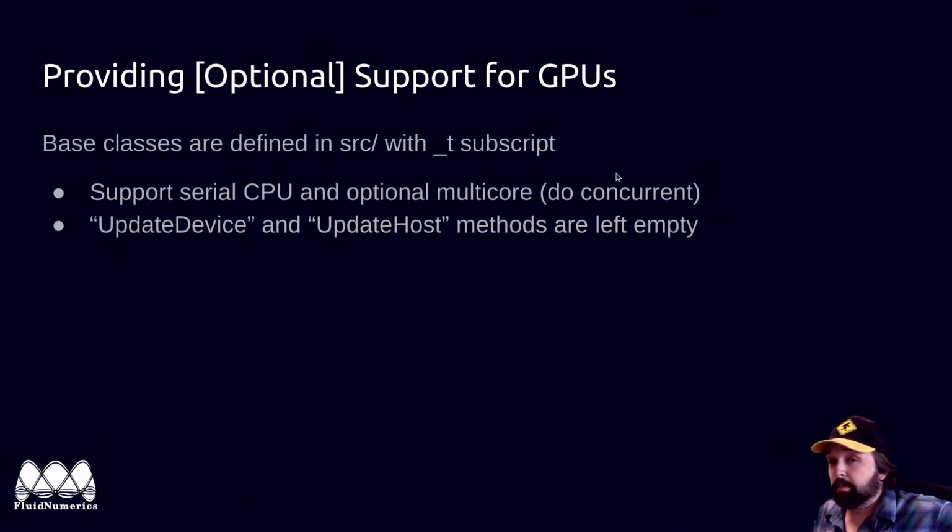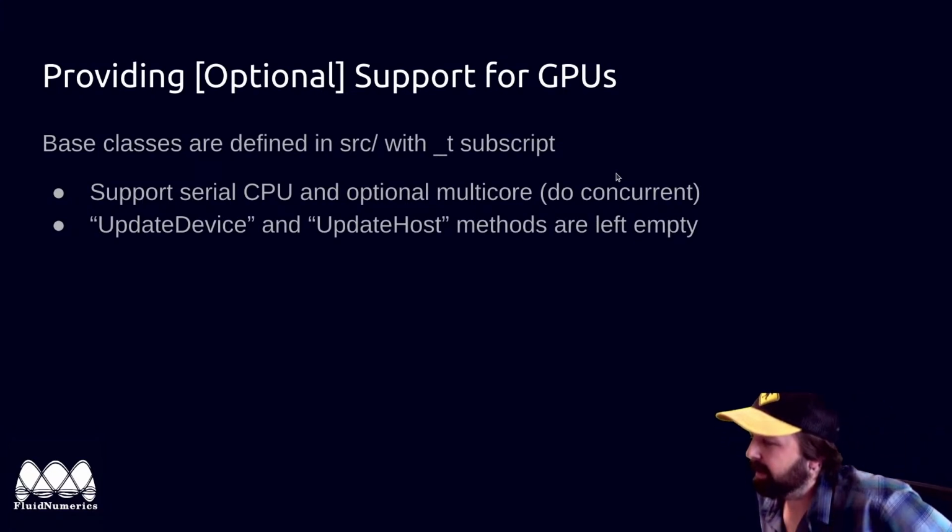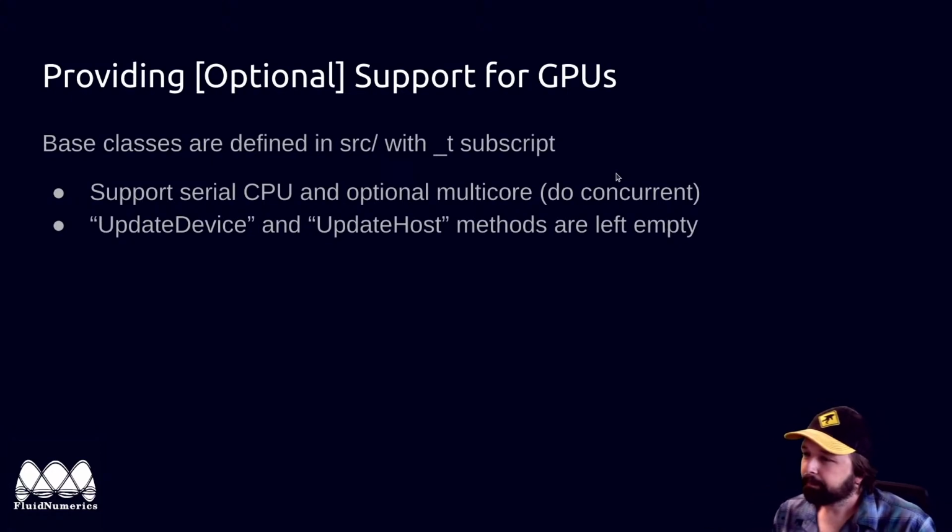All right, let's talk about optional support for GPUs. So I just gave you a high level of what the bits are that are needed to make this happen. I still haven't talked about optional GPUs yet, but here we go. Every one of the base classes that define each of these things are stored in the source directory. And you'll notice if you look through the source code, as we will in a few minutes, all of those files have a subscript T at the end, and the classes inside of them have a subscript T at the very end of them.